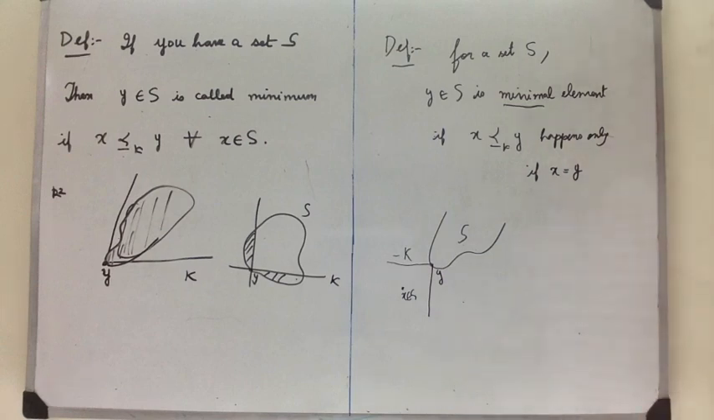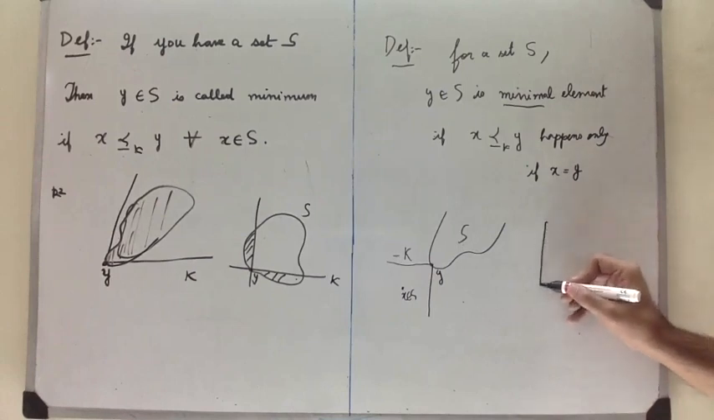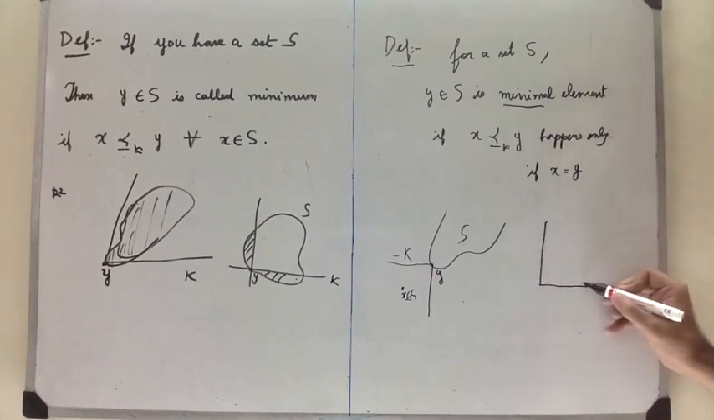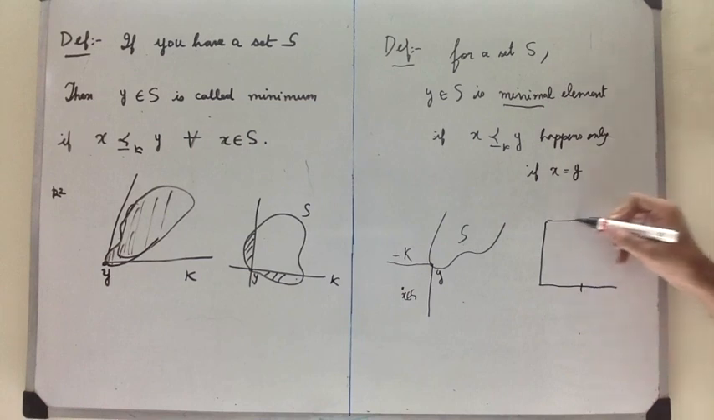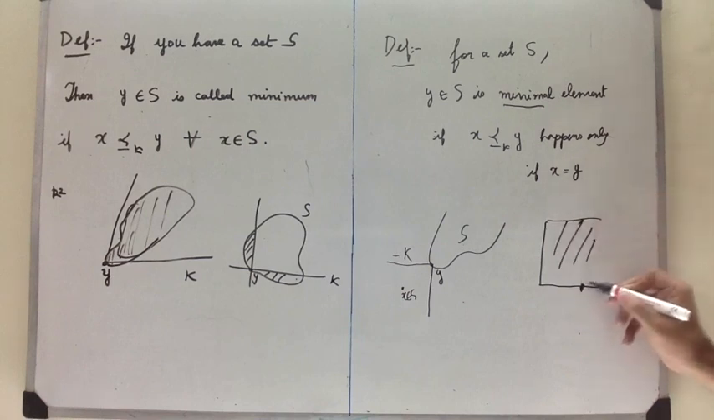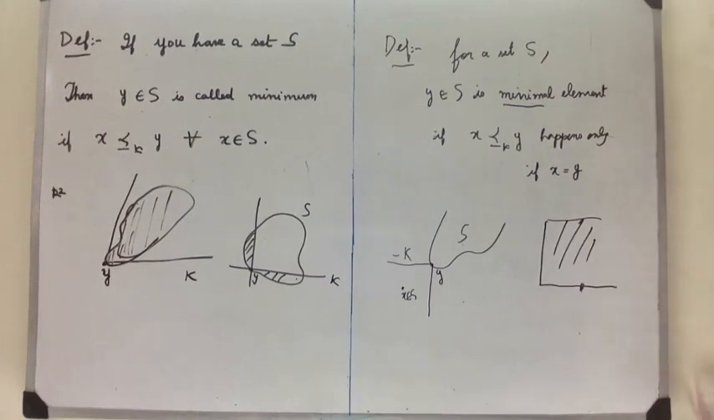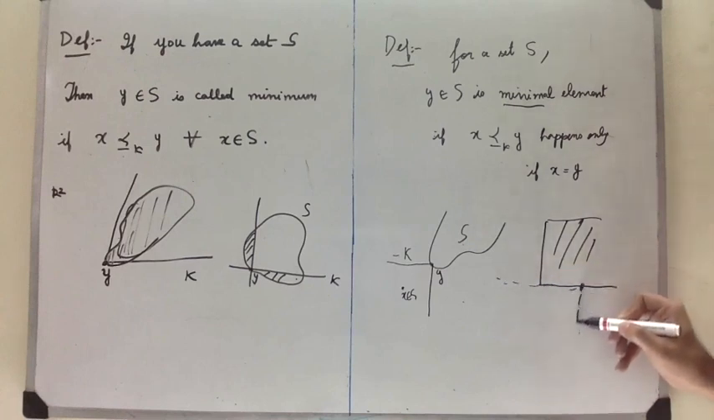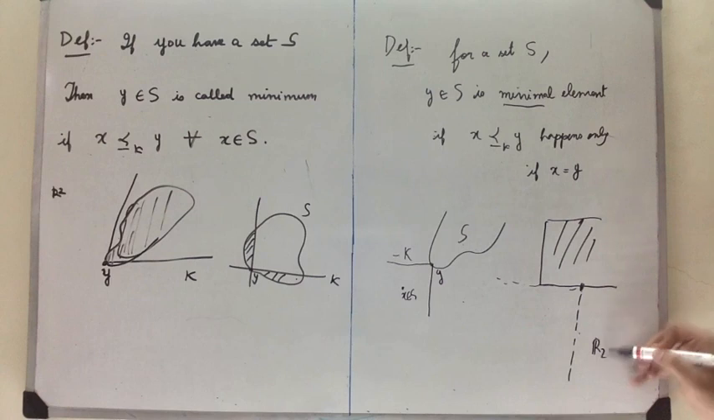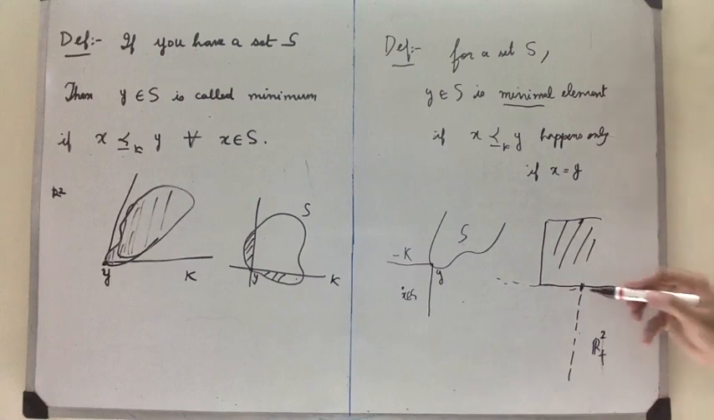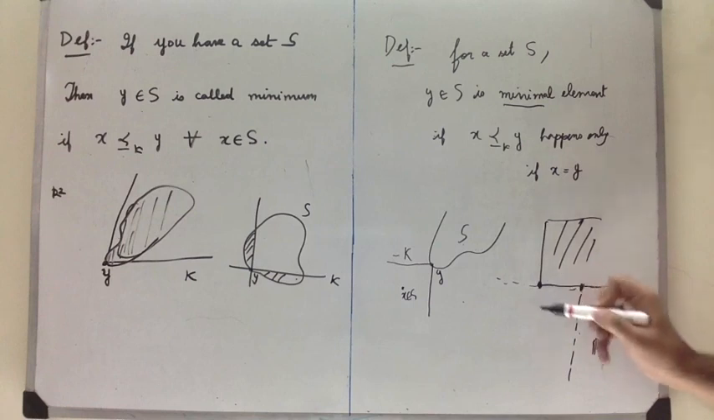So a minimal element need not be a minimum element. Like if you have a set S like this, with respect to the standard cone in R2, then this point would be a minimal element, but it won't be a minimum element. Whereas this point is both minimal and minimum.